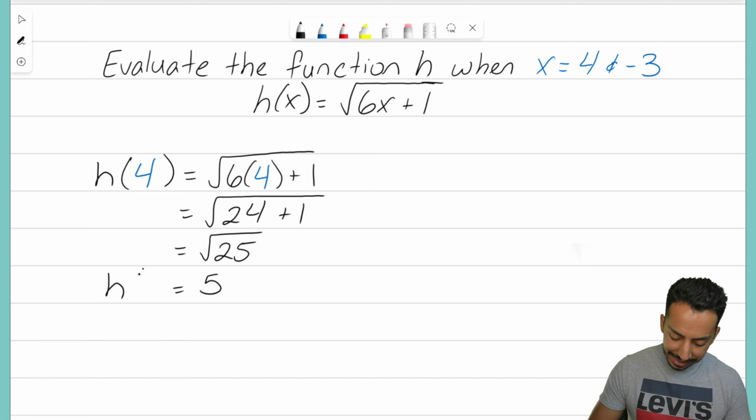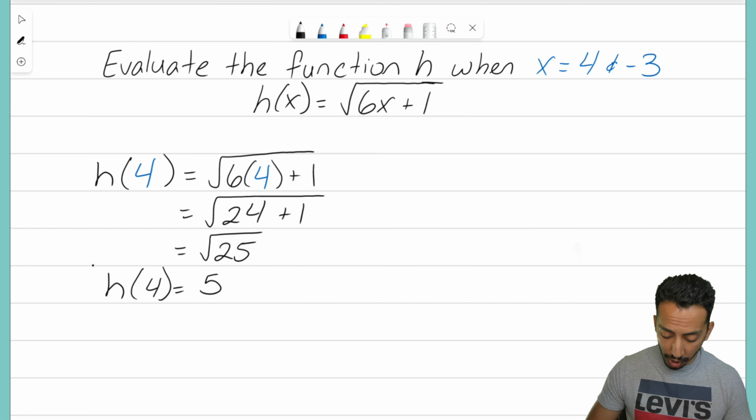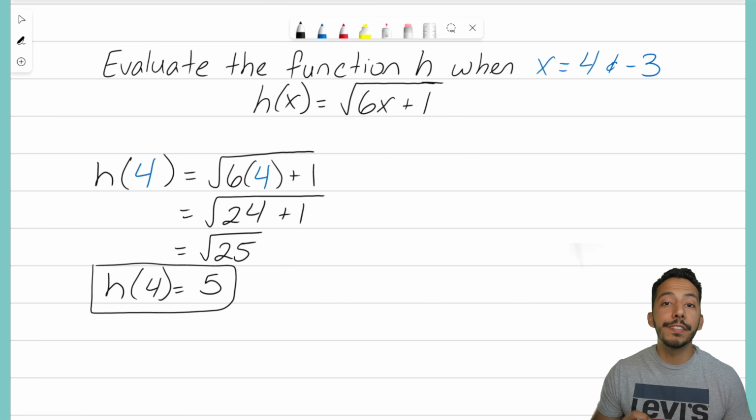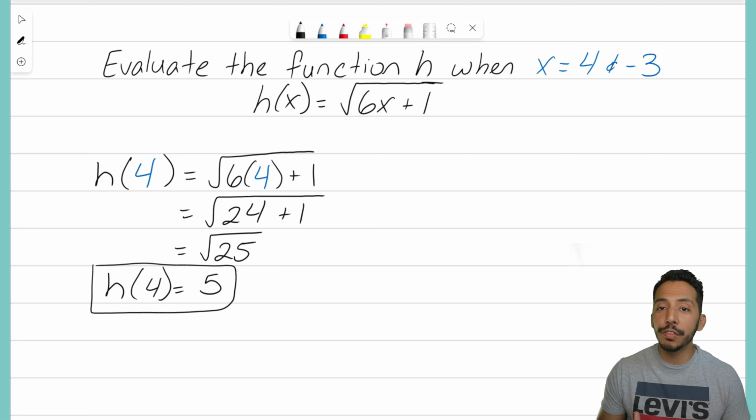So what that means is h of 4, or read it this way: when 4 is my input, and I input that into the function h, our output ends up being 5. You did a really great job. That is how we evaluate our function h when x equals 4.